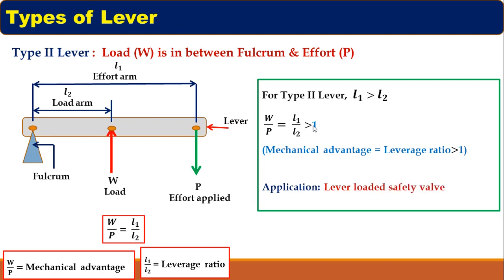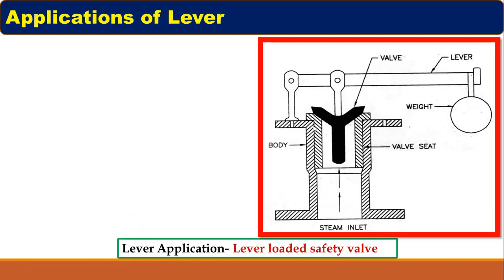application. And this is the application of this type 2 lever, a lever loaded safety valve. This is the actual picture of a lever loaded safety valve. This is a straight lever. At one end it is pivoted, that means about this point this horizontal lever can oscillate. This is the point at which the valve is connected with the help of this valve spindle or strut.